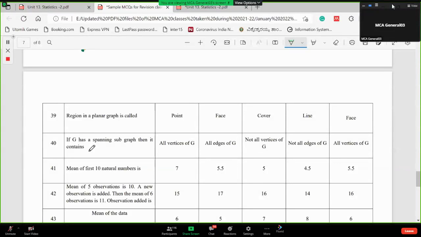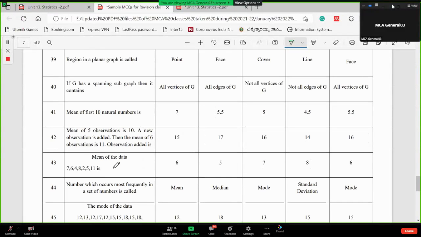41st question, it's about statistics. Students, it is very simple. They will not give you any complicated problems in this chapter at all. Mean of first 10 natural numbers, you know what is to be done. You have to add 1 plus 2 plus 3 plus 4 plus 5 plus 6 plus 7 plus 8 plus 9 plus 10 divided by 10. Meaning of what? Mean is summation x divided by n.